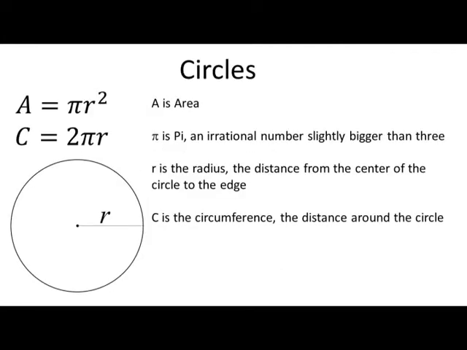In the last tape, we reviewed the two basic formulas you need for circles. The first is area. The formula reads A equals pi r squared, where A is the area, pi is an irrational number slightly bigger than 3, and r is the radius, the distance from the center of the circle to the edge. The second formula is circumference. Circumference equals 2 pi r. Circumference is the distance around the circle.